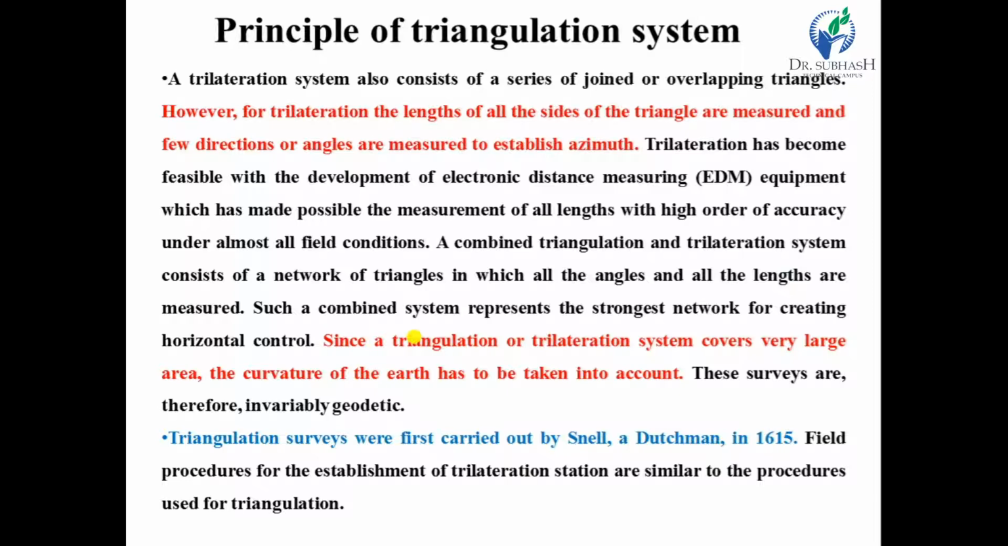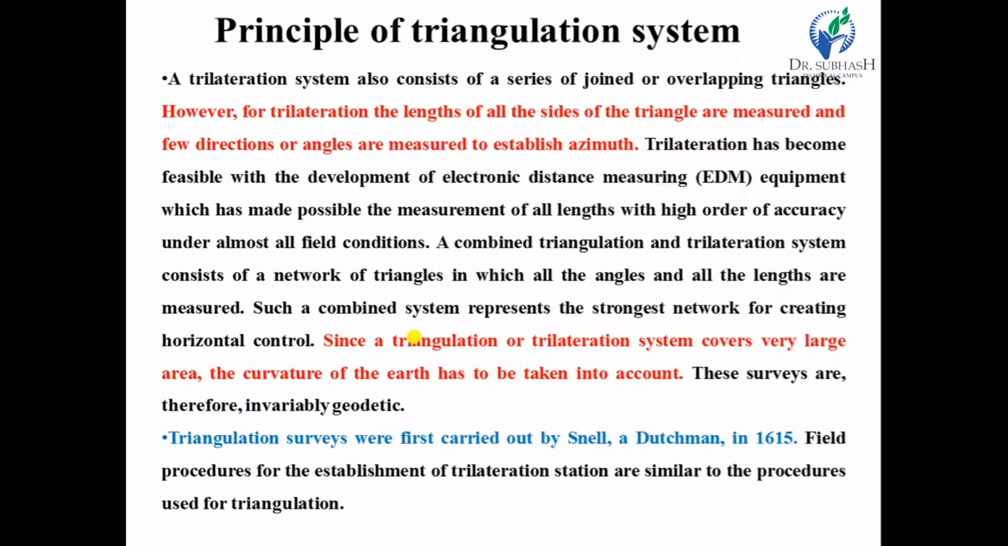In trilateration, the lengths of all sides of the triangle are measured, and a few directions or angles are measured to establish azimuth. Trilateration has become feasible with the development of electronic distance measuring equipment, which made possible the measurement of all lengths with a high order of accuracy.